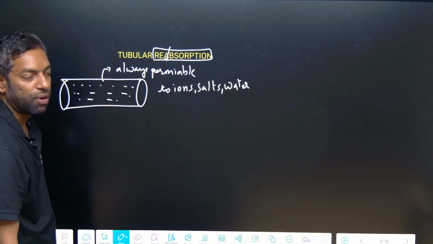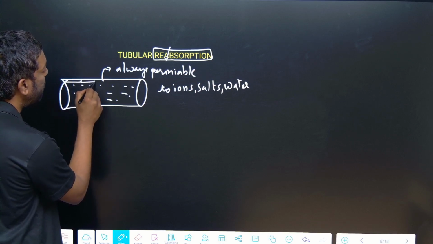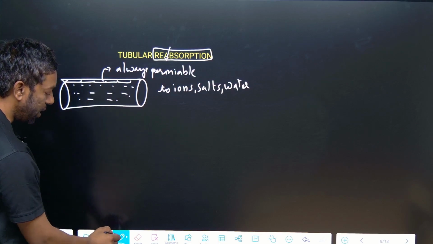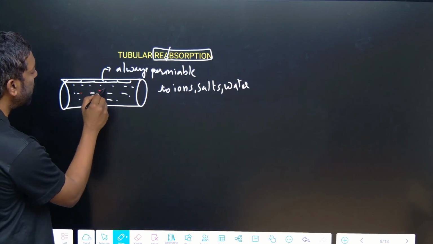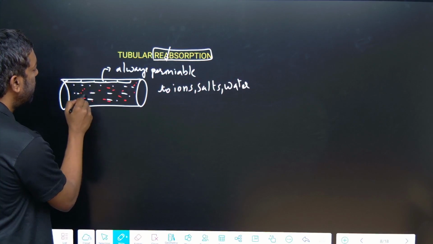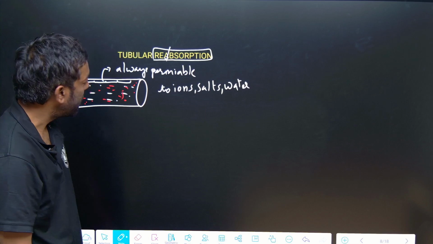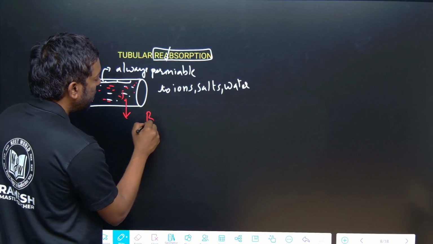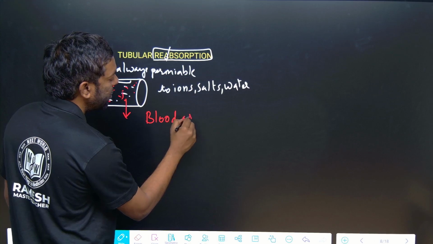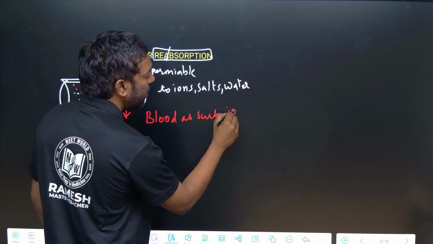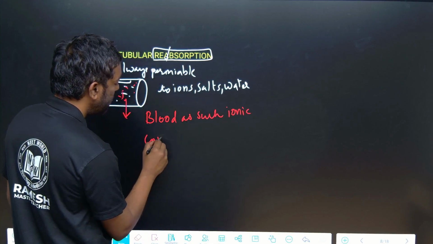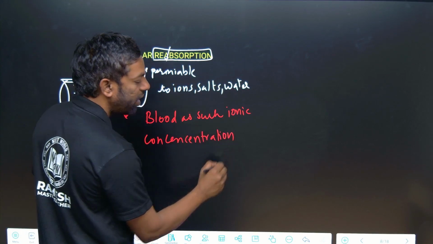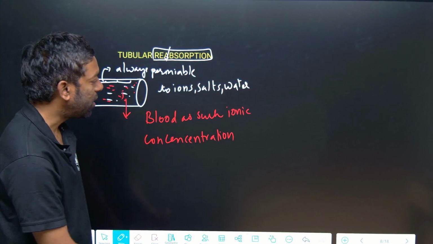Capillary is permeable because its structure is made up of modified endothelial tissue. This is how blood flows in the capillary network. The blood has an ionic concentration.